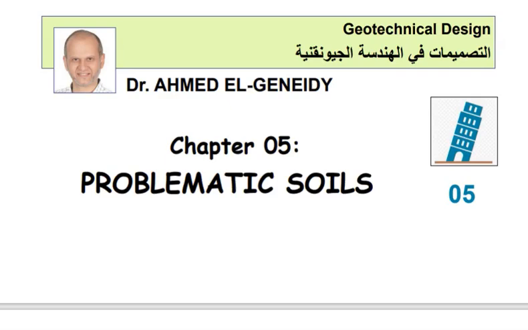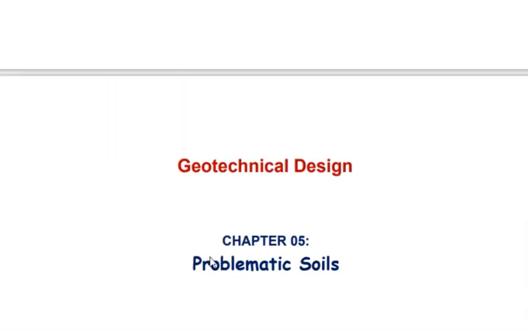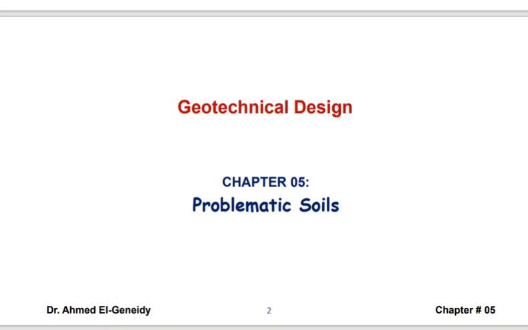Today's lecture is a continuation of chapter 5, problematic soil. As you remember, in problematic soil we said that there are many types of problematic soil found in Egypt: collapsible soil, swelling soil, and soft clay. And we said that there may be another type that we are going to add at the end of the lecture. So we are speaking about 4 types of soil.